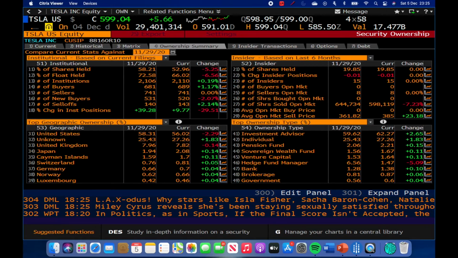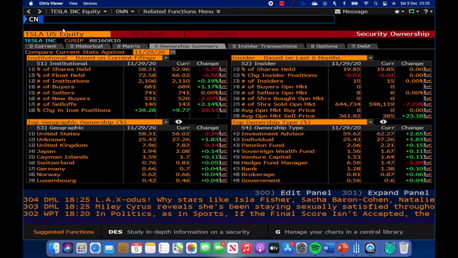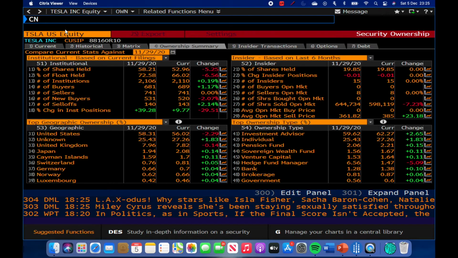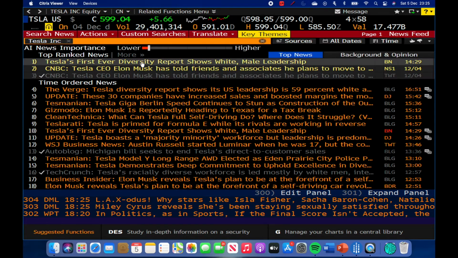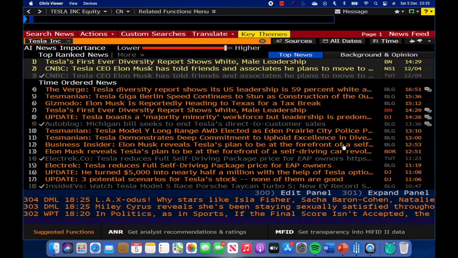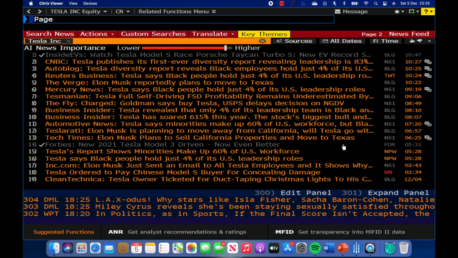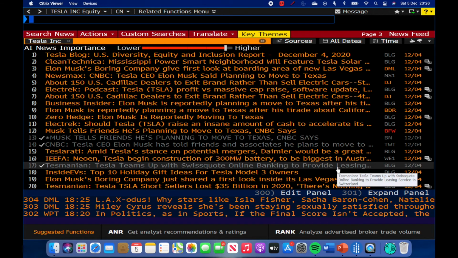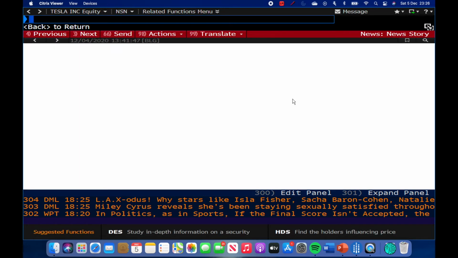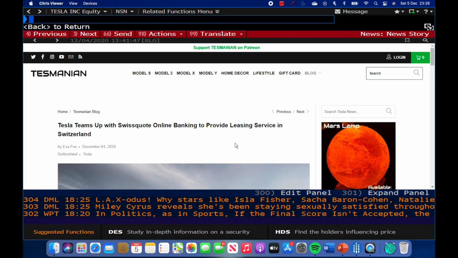So moving back to the terminal, if we write CN, which is the function for individual company news, and click enter, then we can move up the slider for higher importance news. If we scroll down to find the news that I used, I looked at this news story. If we click on it and wait for it to load up.